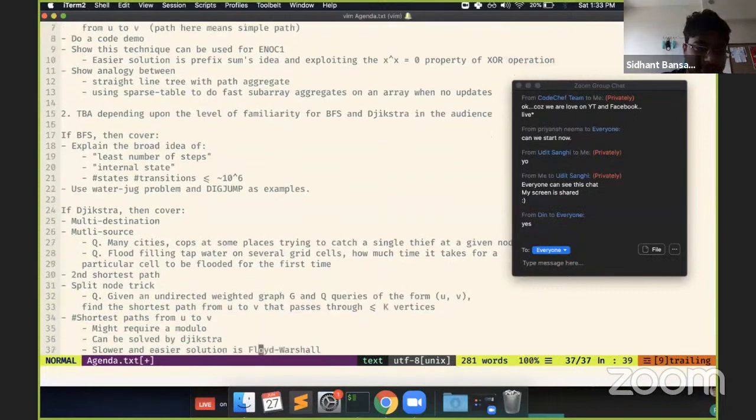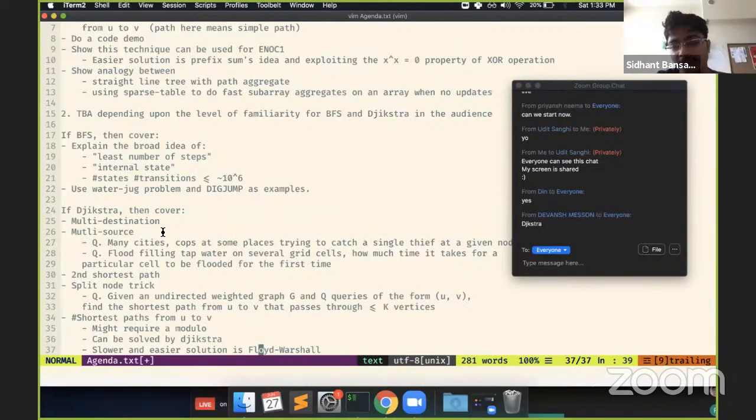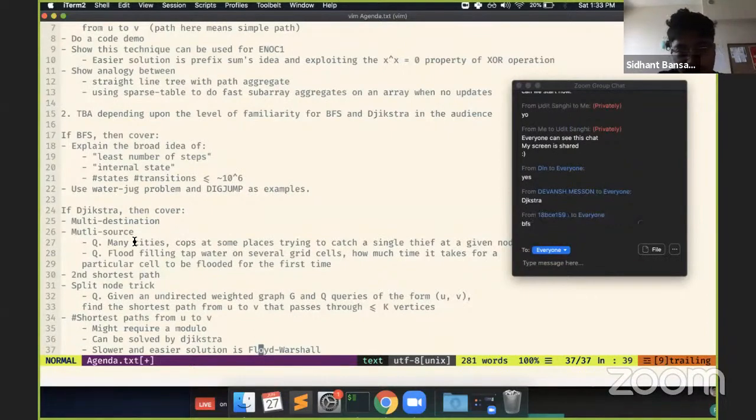Okay, and for the second topic, I'm not sure how many people are there on the chat, but we can have a vote here to just see how many people on the Zoom call are familiar with BFS or Dijkstra. I obviously assume more people are familiar with BFS, but I just want to get a voting. So if we get a vibe that a lot of people don't know Dijkstra, then we can just cover the BFS thingy. But if we feel that a good number of people know Dijkstra, then we can.